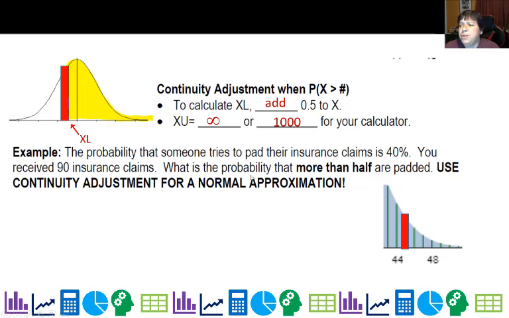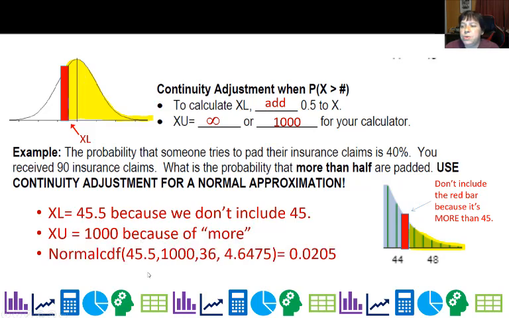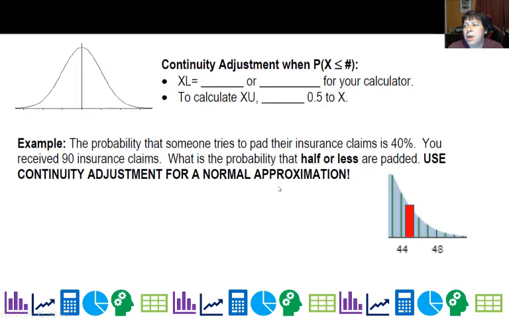Now, let's go ahead and look at this variation of the problem. If I said, what is the probability that more than half are padded? How does that change? Well, first of all, we're going to be to the right here of 45, and we're not going to include the red bar because we want more than 45. So first of all, the lower is going to be 45.5, and the upper will be 1,000. So we do normal CDF of 45.5 to 1,000. And we get 0.0205.